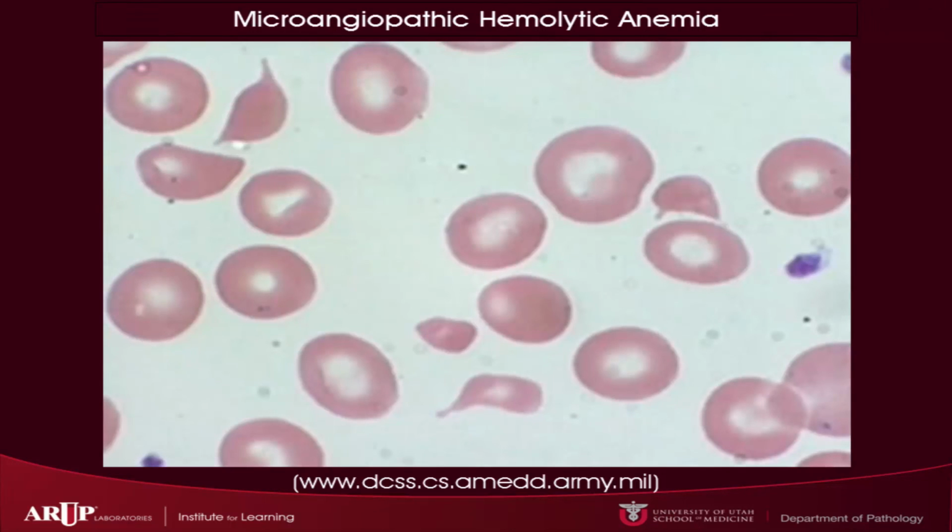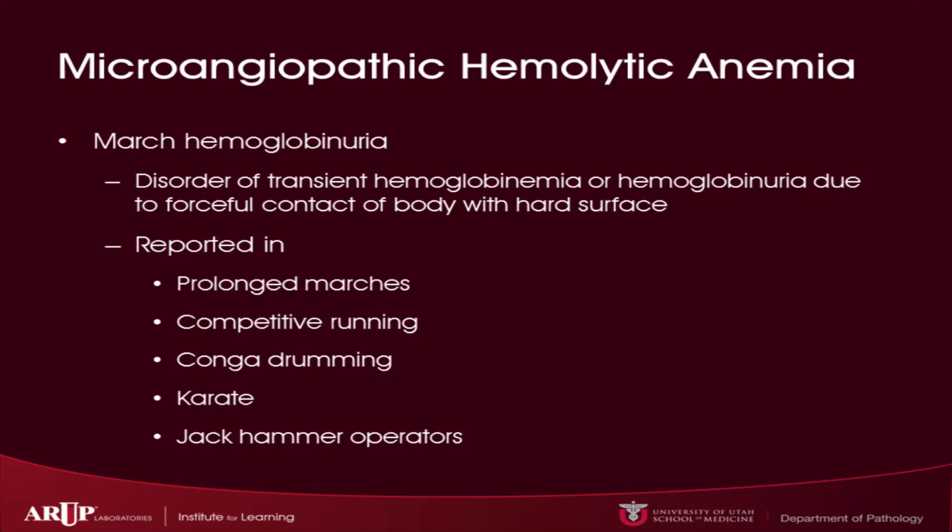This is what it looks like, the schistocytes or the fragmented red blood cells under the peripheral smear. So these are the normal red blood cells. These cells are fragmented. Microangiopathic hemolytic anemia.